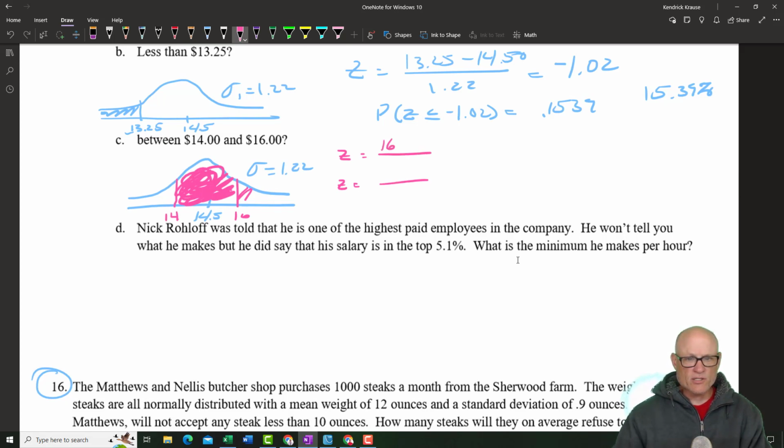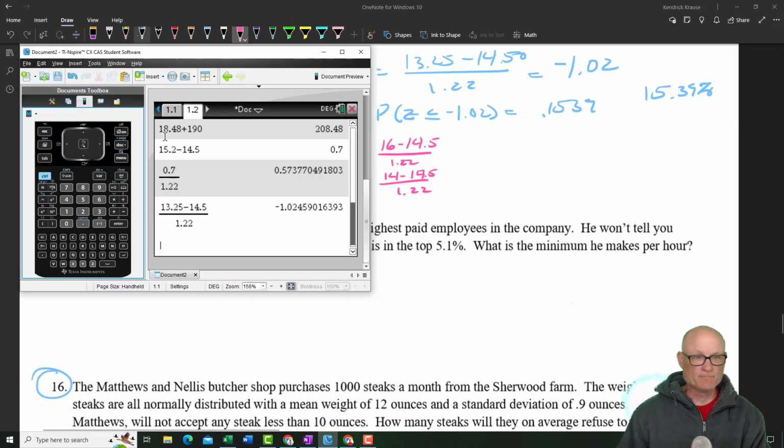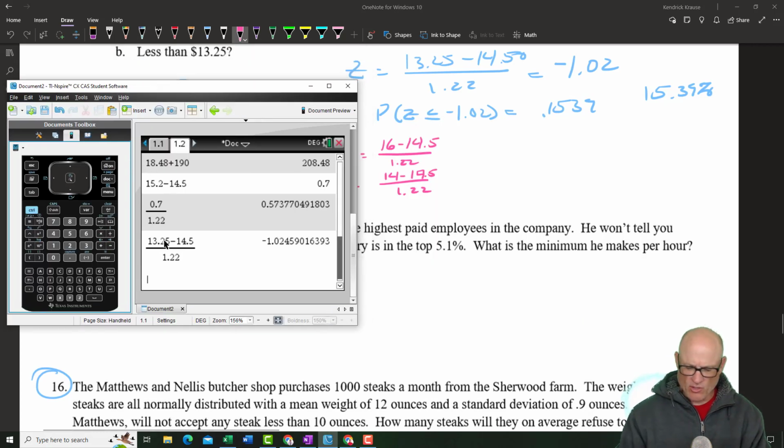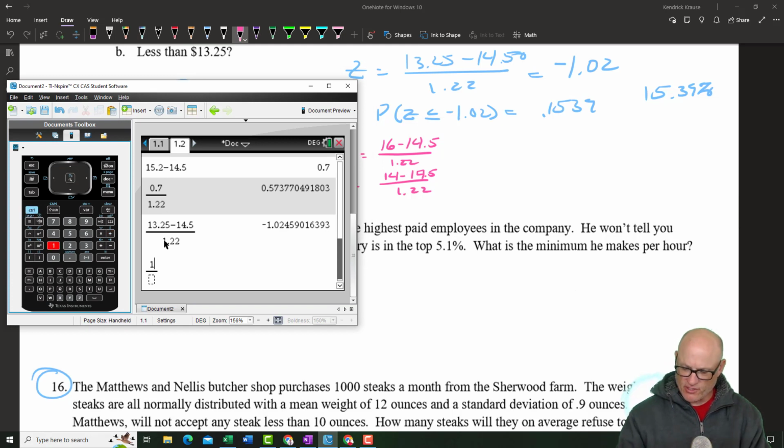We got 16 minus 14.50. We'll blame Mrs. Weiser for this. All divided, and then that's one z-score, and the other one is going to be 14 minus 14.5. Oh, that's terrible. Divided by 1.22. So I'm going to do both of these at the same time. So I got 16 minus 14.5 divided by 1.22.